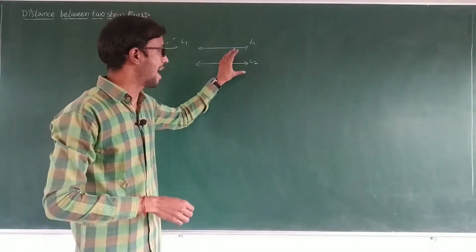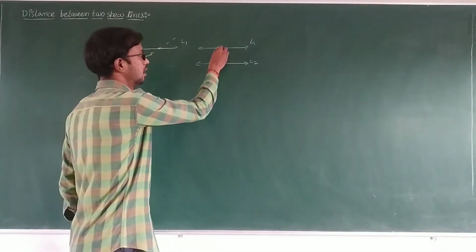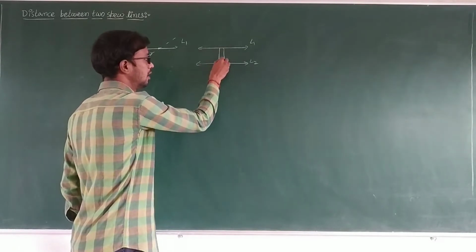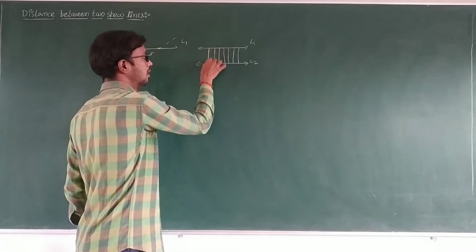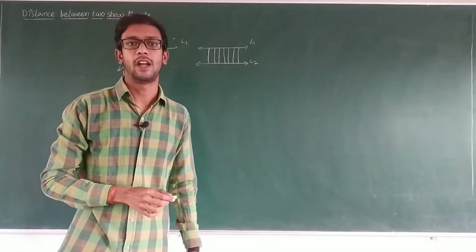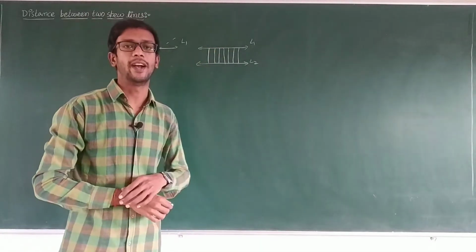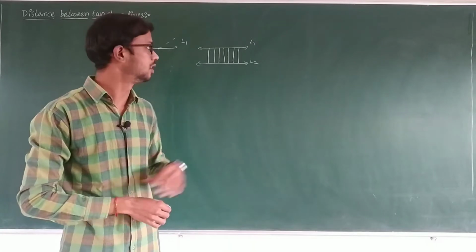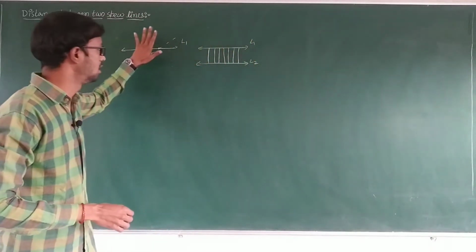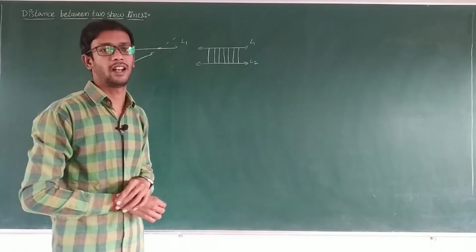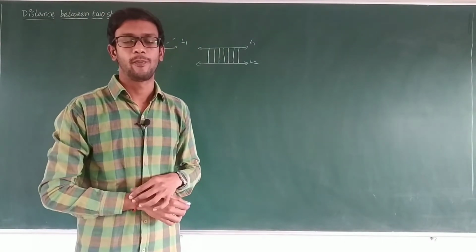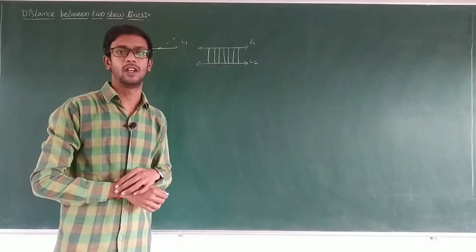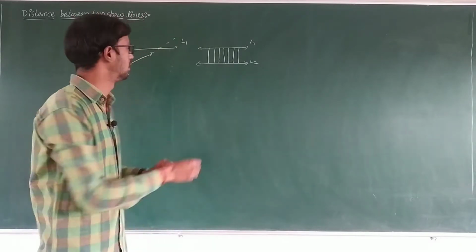Next, parallel lines. For parallel lines, the shortest distance is constant, the same. At all places the distance is the same. There is no intersection point between the two lines. These two lines are parallel lines, these two lines are intersecting lines. So now in 3D space, one more type of line is also there, that is skew lines.